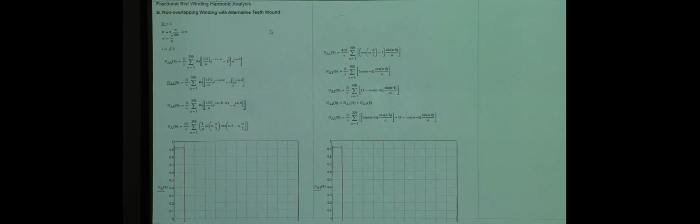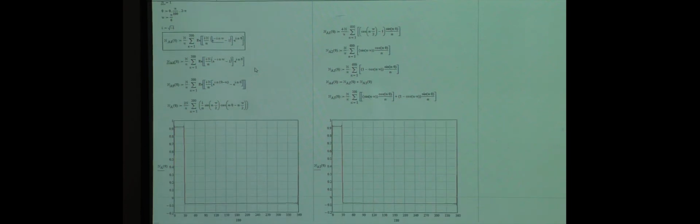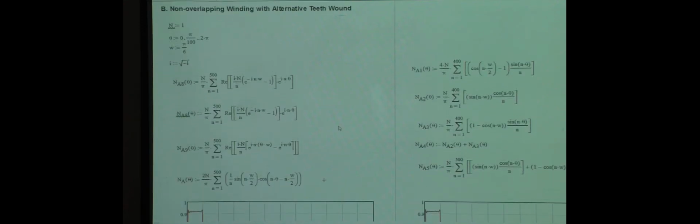Okay, so we had three windings we were looking at, and so what I did is I wrote up the, let me make this a bit bigger. You just have to look at the slide on the left side. So this is the, here, this NA. This is the equation that we derived for the non-overlapping winding with alternate teeth wound. On the right side here, I did it also using cosine and sine terms, and they match.